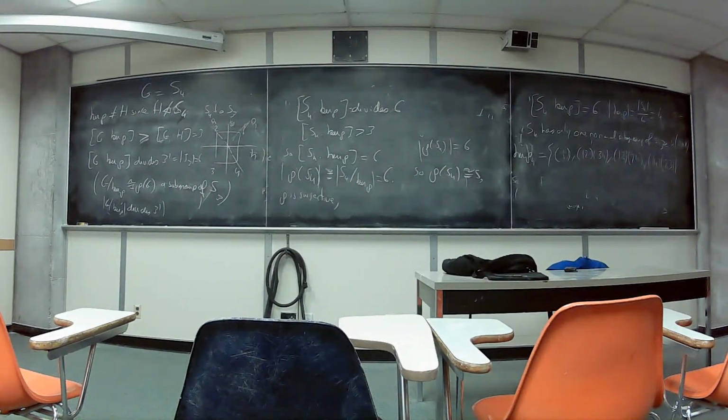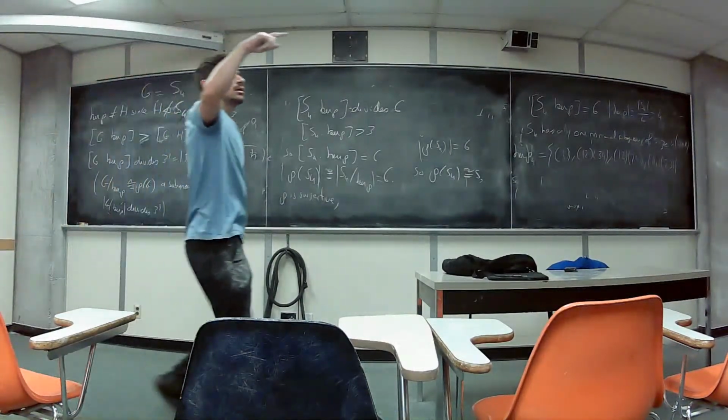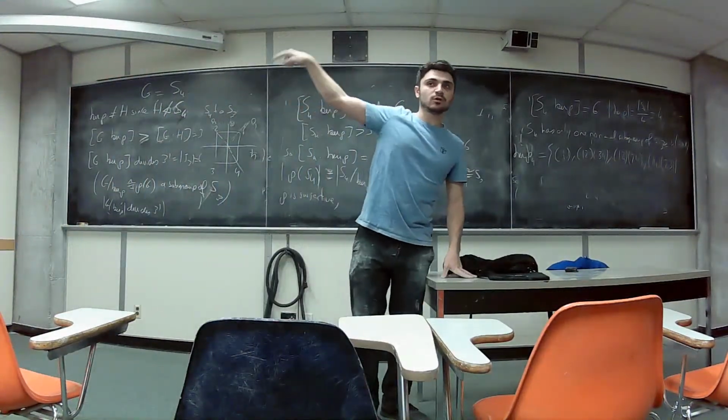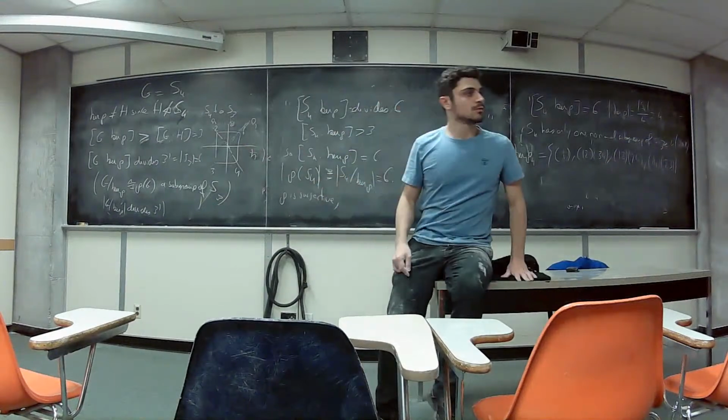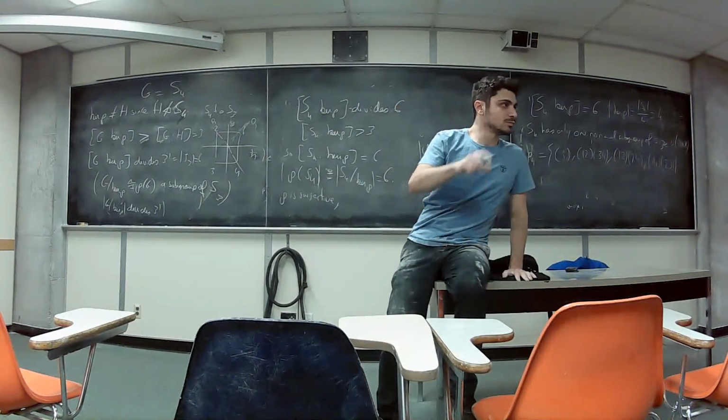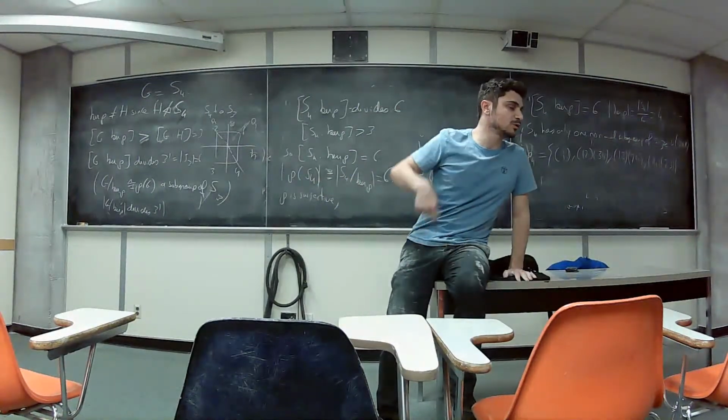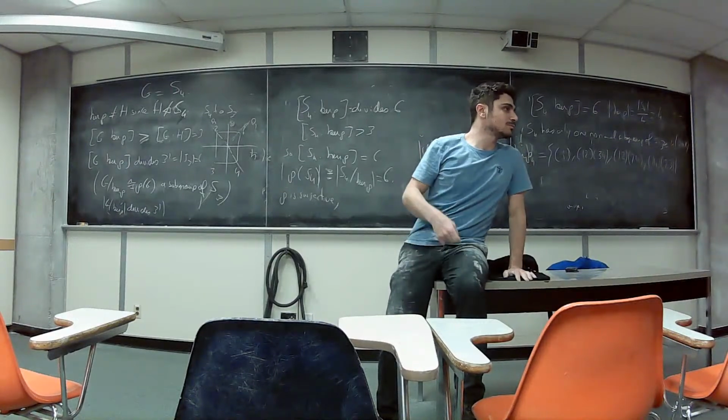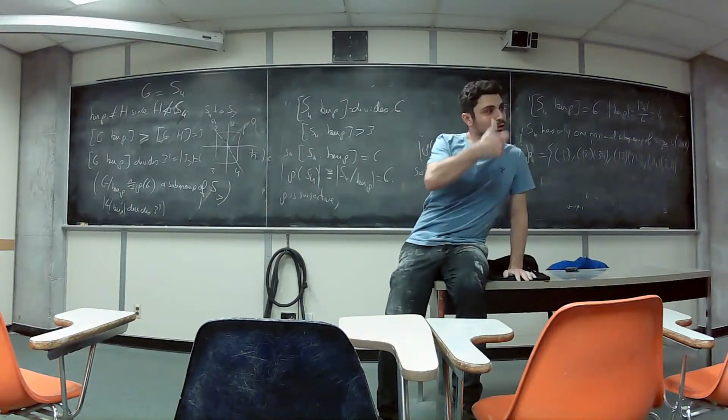S4 mod H, how many elements does it have? S4 mod H has 3 elements, right? How many left cosets does it have? 3 elements. Exactly. So label them 1, 2, 3. Label them 1, 2, 3. Okay?